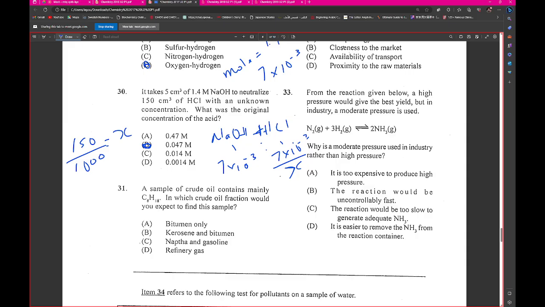In which crude oil fraction would you expect to find this sample? This is a CSEC question as well. I saw this on a CSEC Paper 2. Naphtha and gasoline? Naphtha and gasoline, interesting.